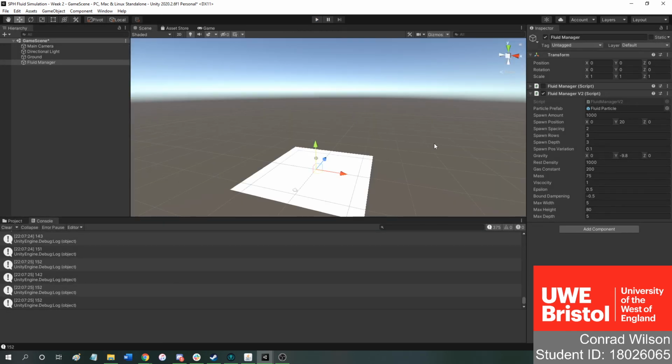Next week I'm going to focus on the ECS system, the entity component system, and try and integrate that into my work, as well as maybe play around with the fluid dynamics themselves.